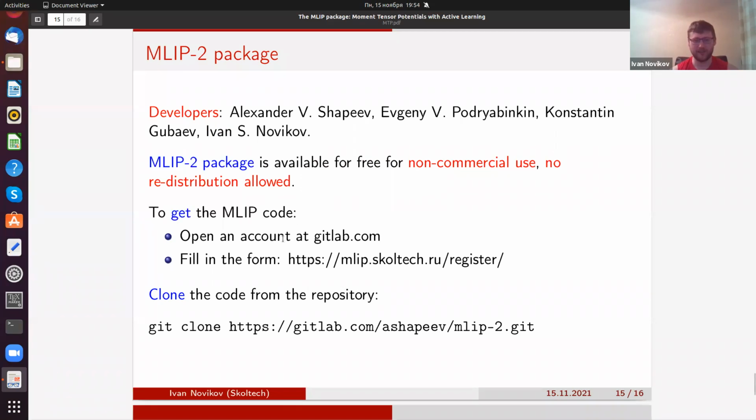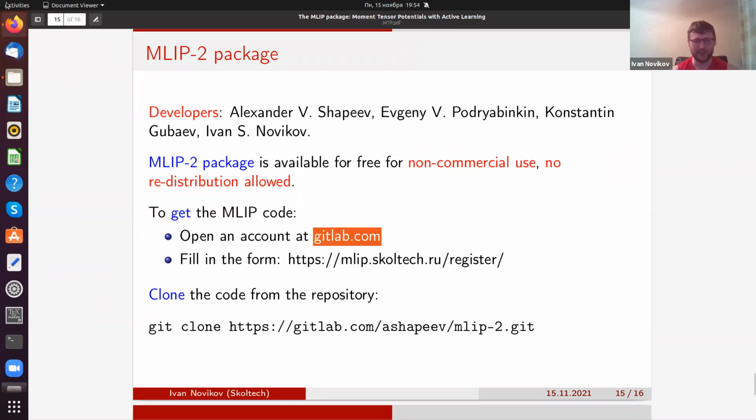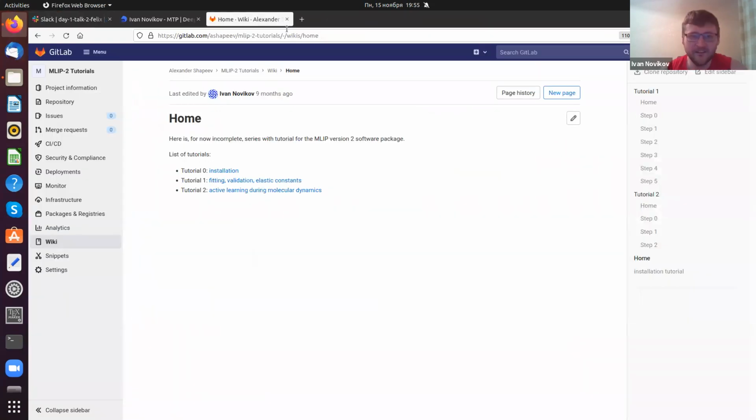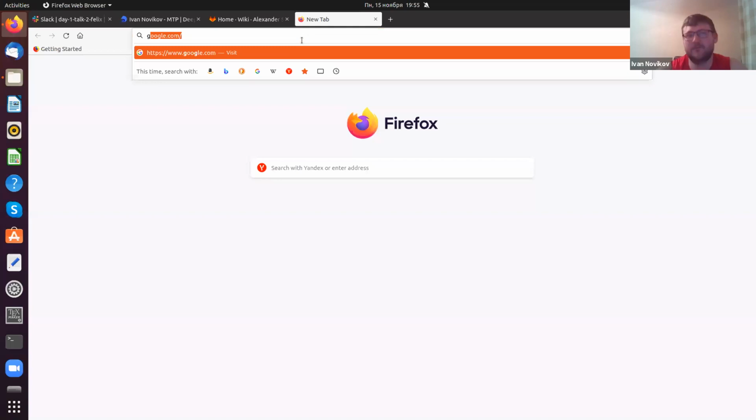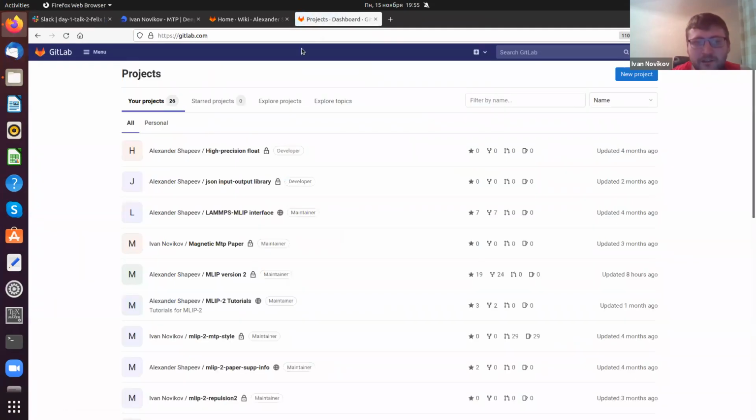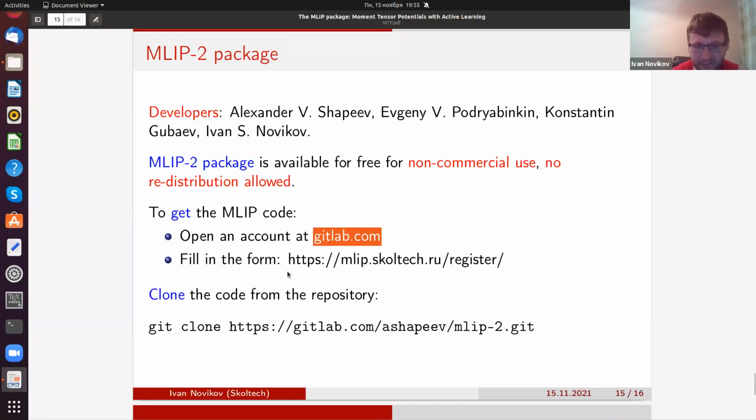To get the MLIP code, open a gitlab.com account. GitLab, by the way, I should also emphasize: gitlab.com, this website. So let's go again from the very beginning. Yeah, gitlab.com, not GitHub, but GitLab. It's important. You should fill in the register form. You may check it out. After you fill in the register form, you say that you agree with these conditions, so non-commercial use, no redistribution allowed. After that, you can clone the code from the repository, but we don't have to do it in the tutorial.